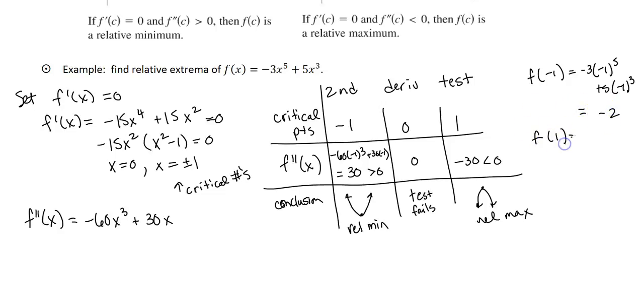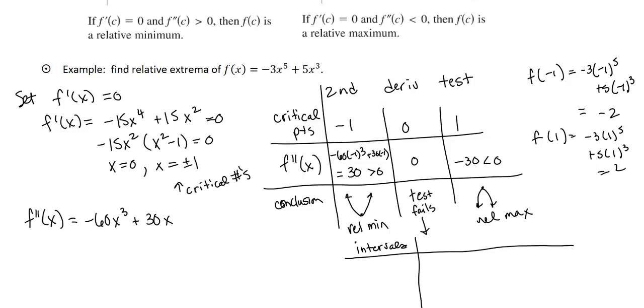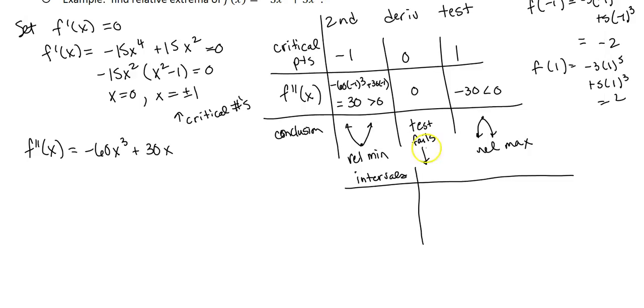And f of 1 would be negative 3 times 1 to the fifth plus 5 times 1 cubed, which is 2. So I have a relative min, I know for sure, at negative 1, negative 2. To deal with this one where the test fails, we do want to set up the intervals on either side. Now you don't have to look at all of the intervals when the test fails for a point. You just need to look at the interval around it.